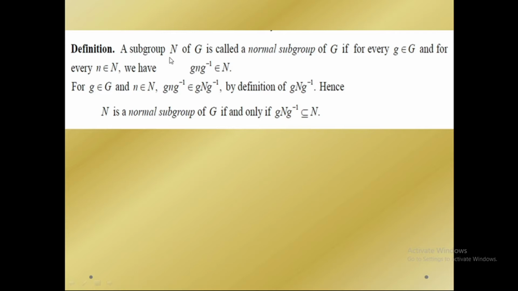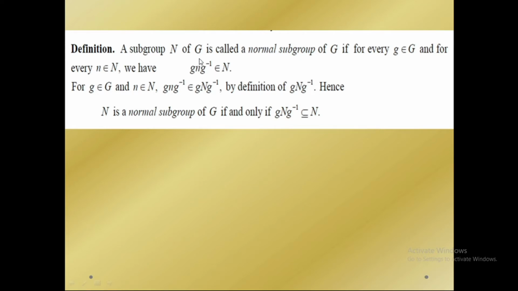That means for a normal subgroup, we require first of all a subgroup N of G, and take any element g in G, and take any element n in N. This type of expression, that is g n g inverse, belongs to N. Then that N is said to be a normal subgroup of G.